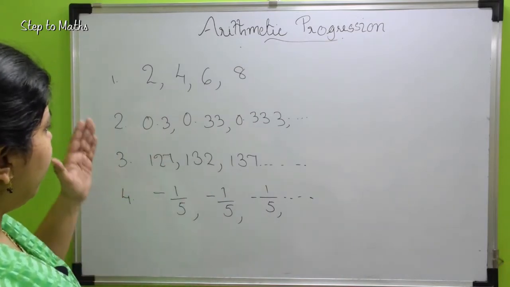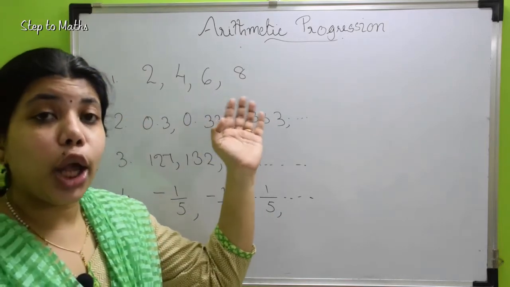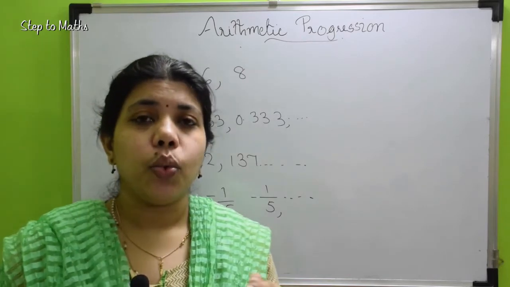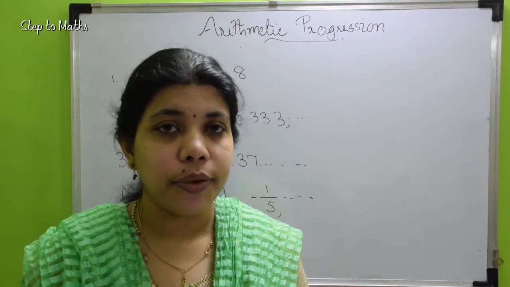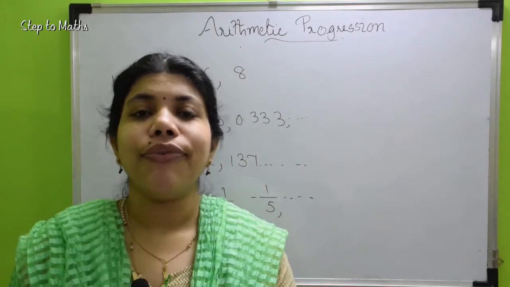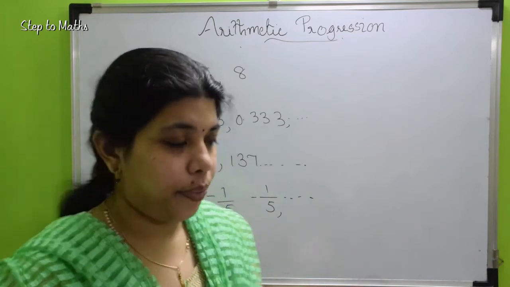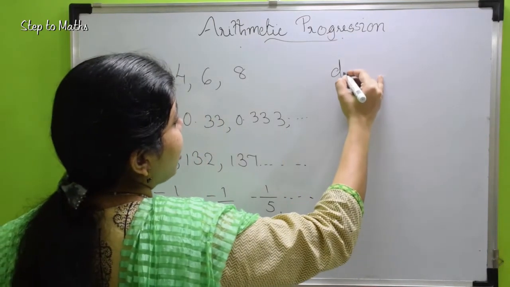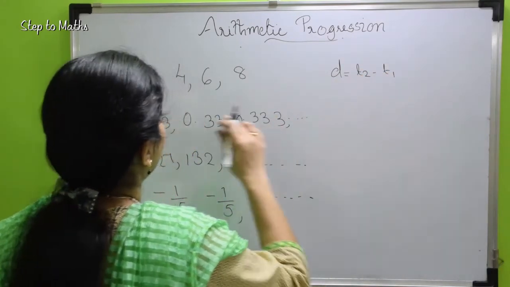Four sequences are given. We have to identify whether the given sequences are in AP or not. How can we determine whether a given sequence is in an arithmetic progression? For that, find the common difference, that is, find the value of D. How can we find D? D is equal to T2 minus T1.